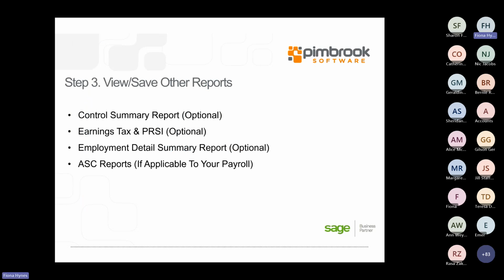We recommend you also save some other reports for the year end. You can select the PDF option and then save them to that year-end folder that you created earlier. Besides the controlled summary report, there's also the earnings tax and PRSI, the employment details summary, we did that, and the ASC reports. So I'll go through the employment details summary report and the ASC report because these ones you usually do just once a year.